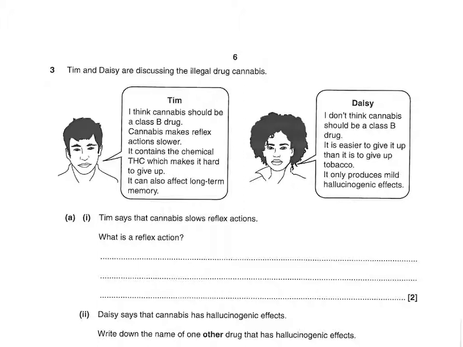It says, Tim says that cannabis slows reflex actions. And what is a reflex action? So there's 2 marks here. The first mark is just saying that it's a fast response or a quick reaction. That is automatic, and that's the second mark. So first mark, fast response or quick reaction, and second mark is just saying that it's automatic or that you don't have to think about it. That would also get you the mark there. You could also get a mark for saying that it protects the body. So a reflex action is there to protect the body.